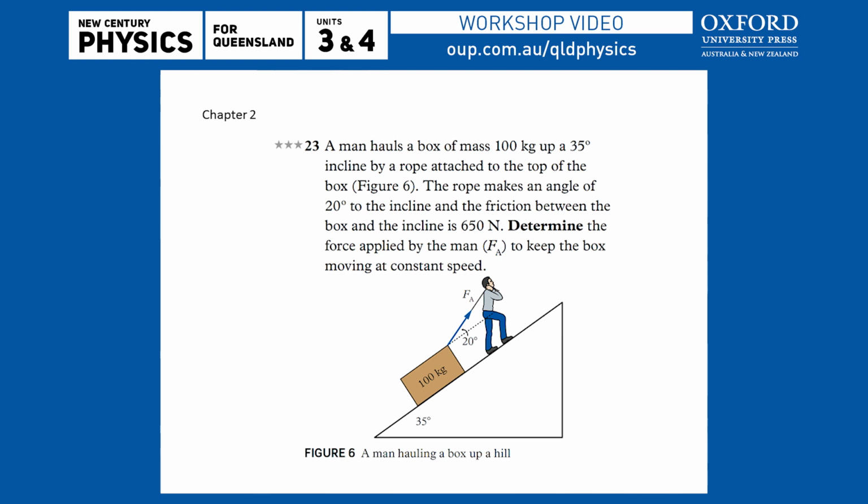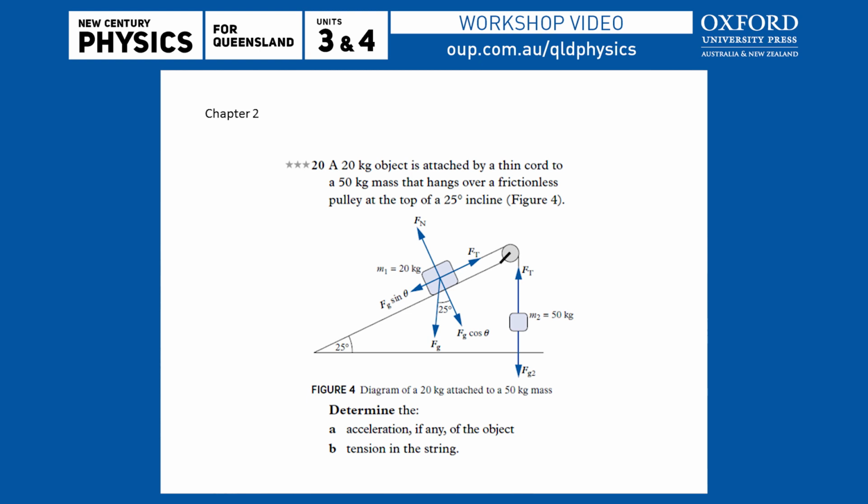Now, I'm almost certain they're going to think about putting one where the rope is at an angle to the horizontal or the inclined plane. So they'll have to resolve that into 2 forces and then do all the rest of it. So be prepared for something like that.